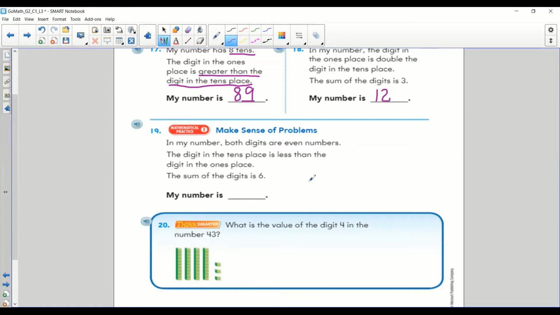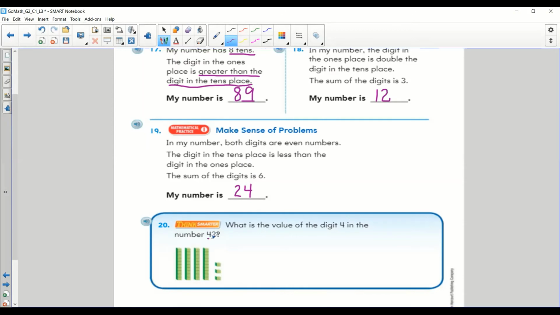How about 3 plus 3? No, those are both odd numbers. So it has to be 2 plus 4. But wait, the digit in the tens place is less than the digit in the ones place. Okay, so if we put 24, let's try that. 2 plus 4 is 6. And the digit in the tens place, 2, is less than the digit in the ones place, 4. So that works.